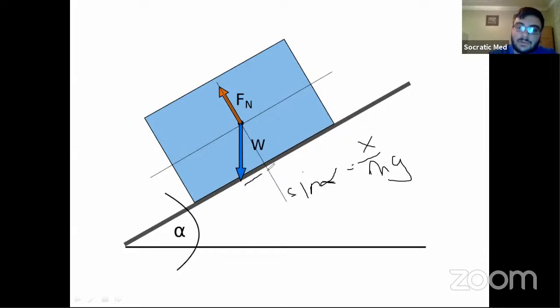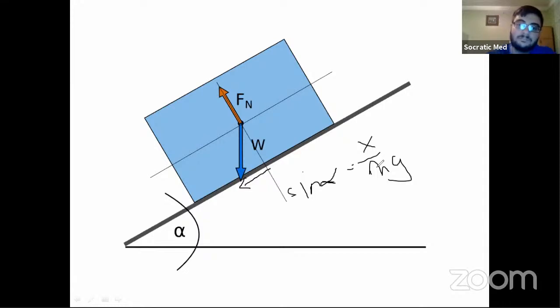X is this component. So they may give you alpha, they may give you mg, they may give you different things. They may ask you to find x, they may ask you to find alpha. I don't know what the question is going to ask you, but this is the general formula, and you just have to fill in what you already know.